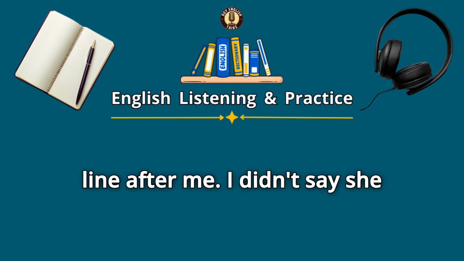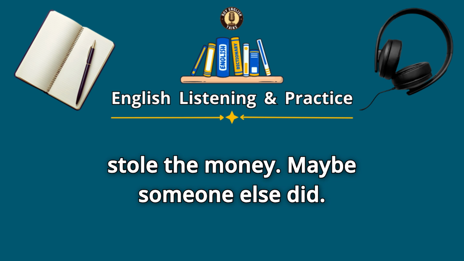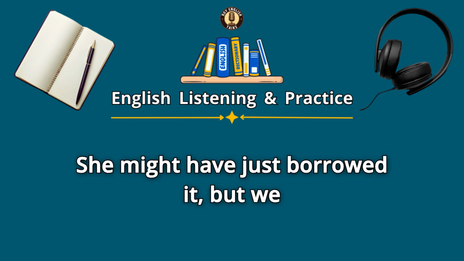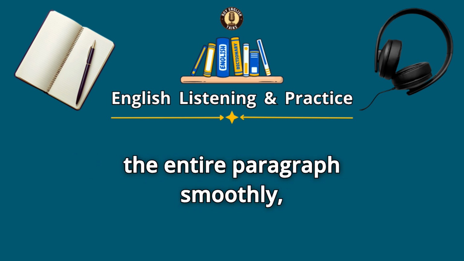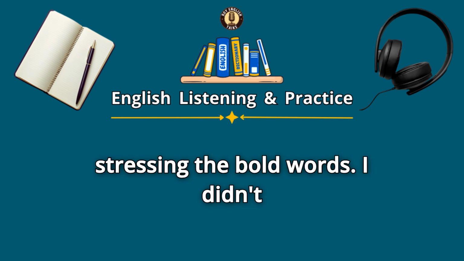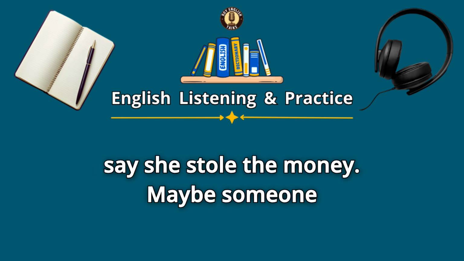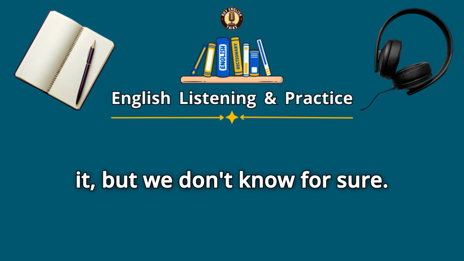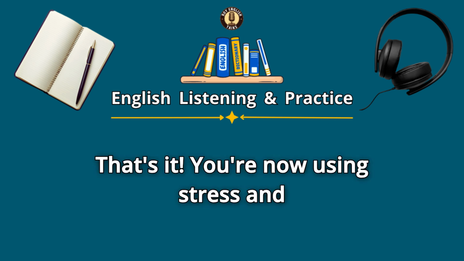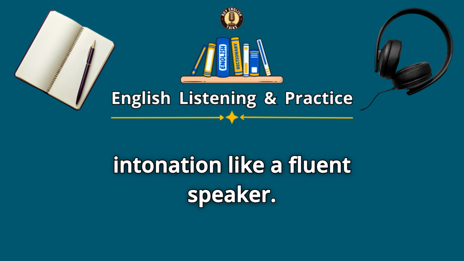Shadow each line after me. I didn't say she stole the money. Maybe someone else did. She might have just borrowed it, but we don't know for sure. Now repeat the entire paragraph smoothly, stressing the bold words. I didn't say she stole the money. Maybe someone else did. She might have just borrowed it, but we don't know for sure. That's it! You're now using stress and intonation like a fluent speaker.